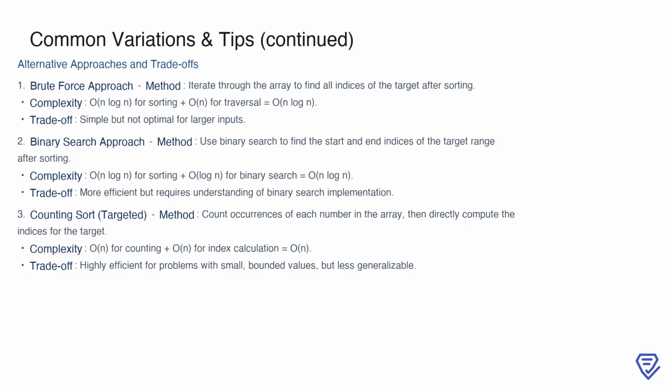Another highly efficient approach is targeted counting sort, where you count the occurrences of each number in the array and directly calculate the indices for the target. This method achieves O(n) complexity for both counting and index computation, but it's only practical for problems with small, bounded values. Each approach has its strengths and weaknesses, so the right choice depends on the specific problem constraints and requirements.